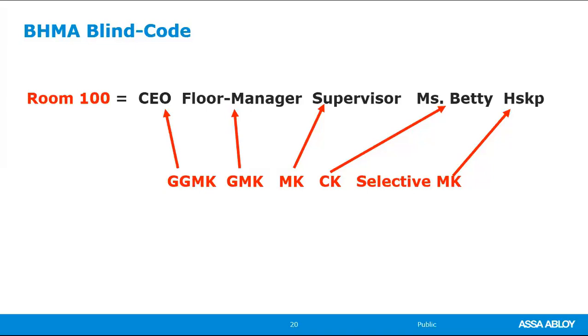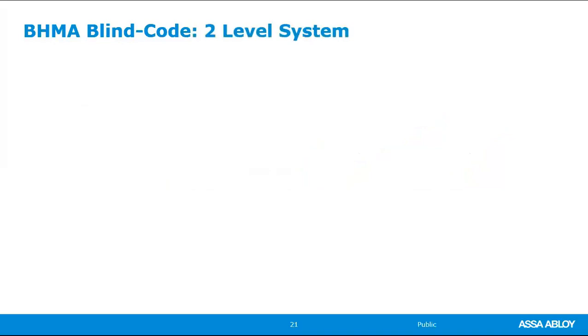So what we have here is, instead of keying the building to people, we are now keying the building and issuing access on a needed basis. That's what the blind code system did for us. Now let's take a look at this. We're going to talk about the different levels of the blind code system.